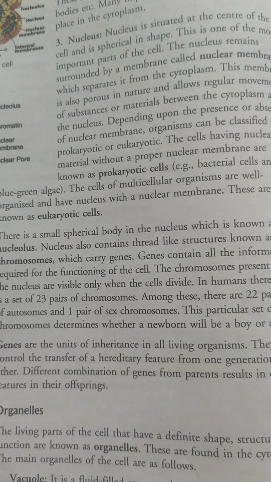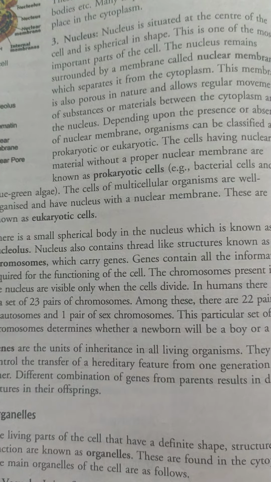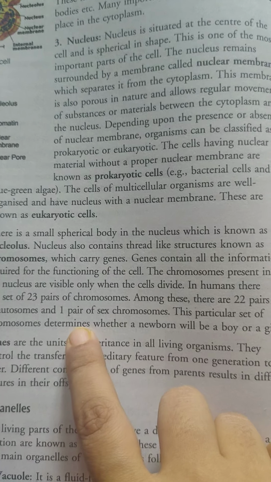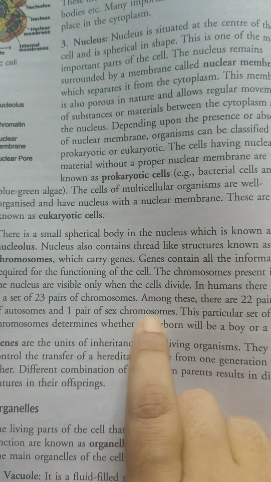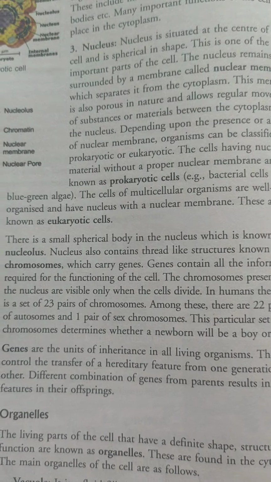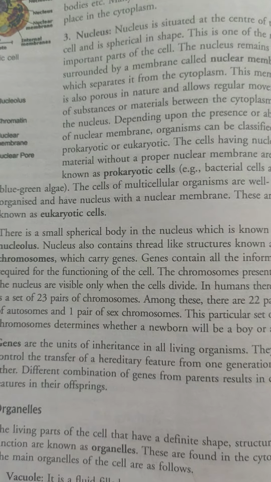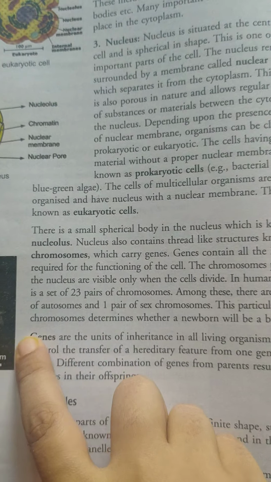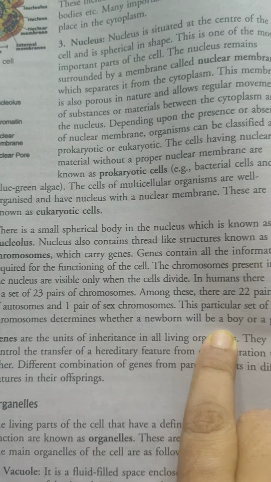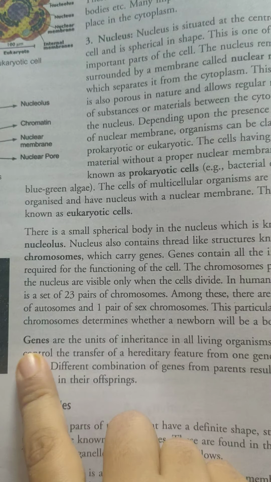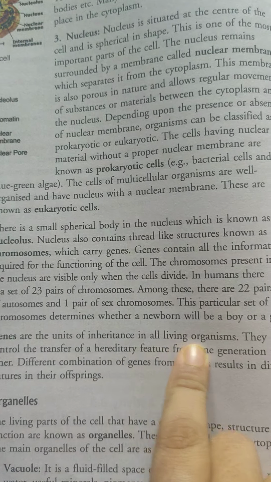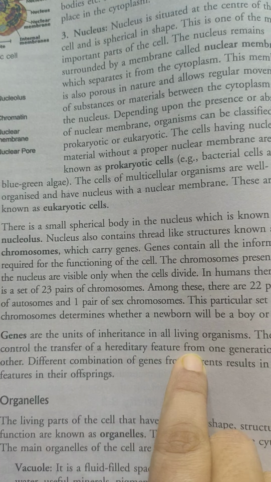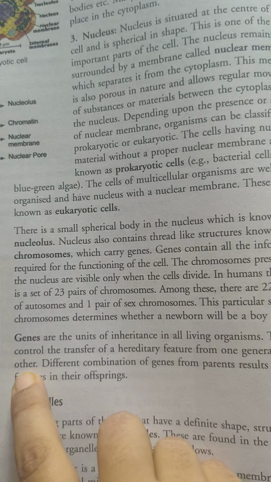Autosomes give us different characteristics, body characteristics, nature. Then the last pair is the sex chromosomes. That chromosome differentiates whether you are going to be a boy or a girl. This particular set of chromosomes determines whether a newborn will be a boy or a girl. Genes are the unit of inheritance in all living organisms. They control the transfer of hereditary information from one generation to another.